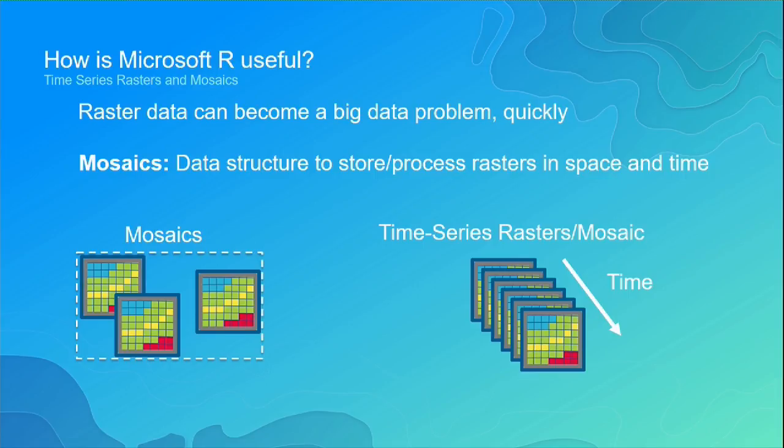So with working with these big data structures, if you have an R version such as Microsoft R, you can really harness the computational power that is given to you. Because working on mosaics and time series rasters, when you have a space and a time dimension, anything that you may want to run might take a long time, especially if you have very fine rasters.